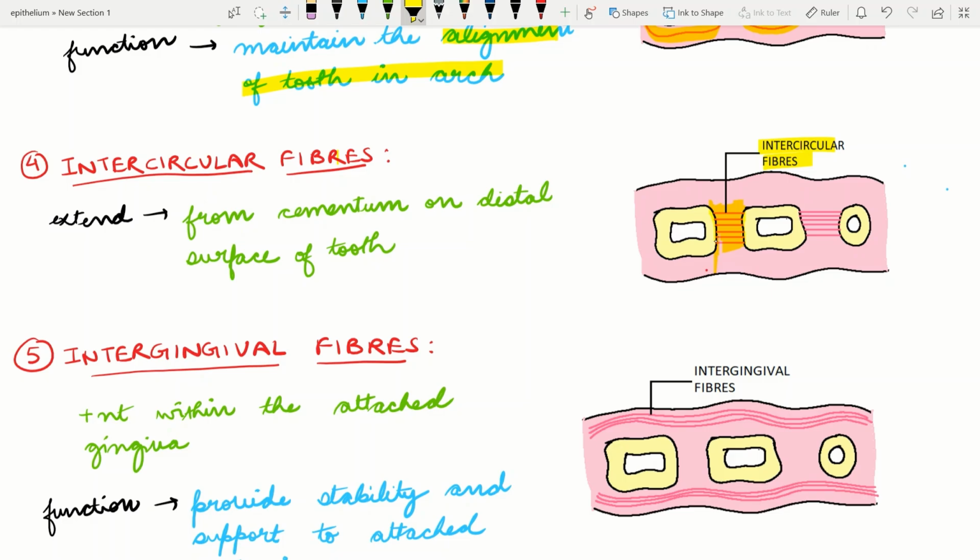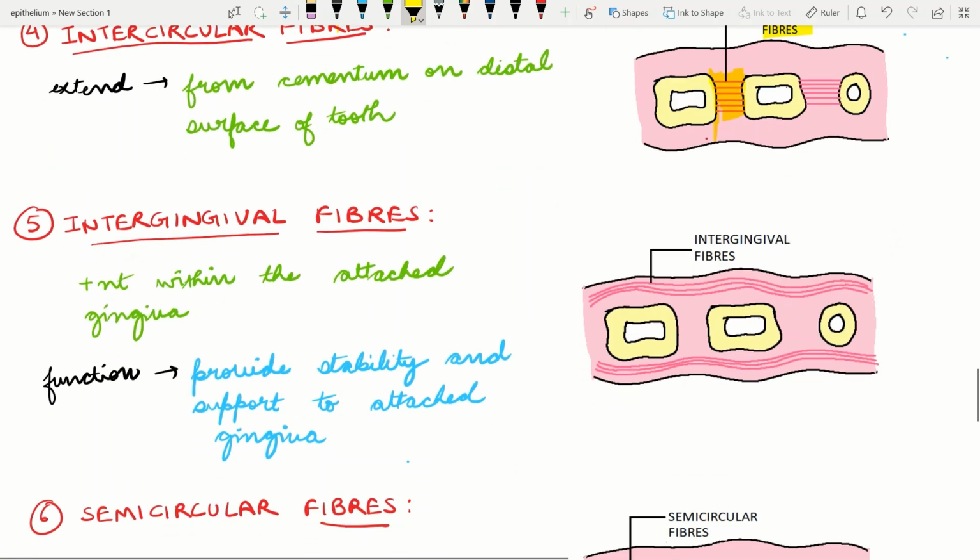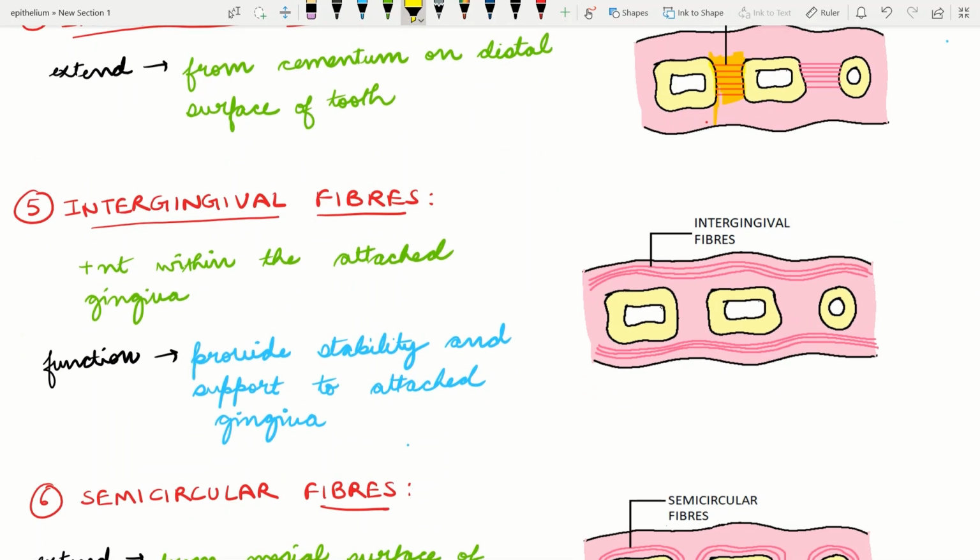Okay. And fifth one is the intergingival fibers. So these intergingival fibers that you are seeing here, these fibers here, they are the intergingival fibers. They are present within the attached gingiva, and their function is to provide stability and support to attached gingiva. So they are present in the attached gingiva and they provide stability and support to the attached gingiva.